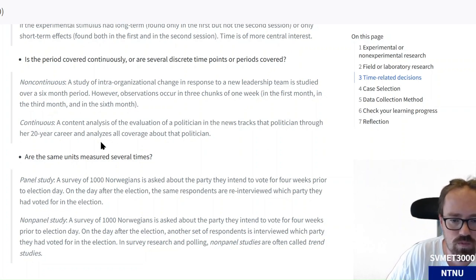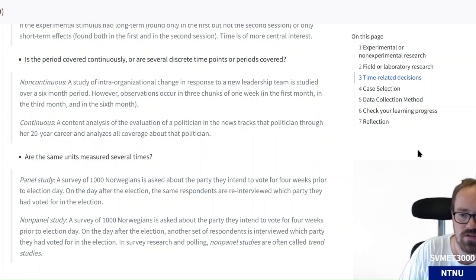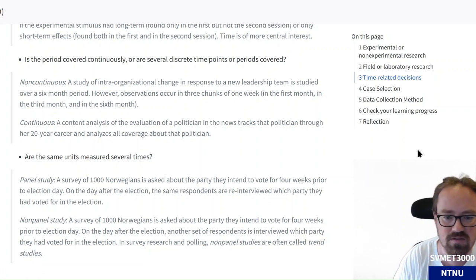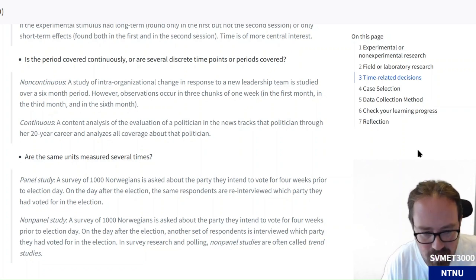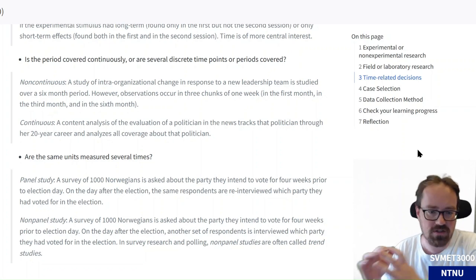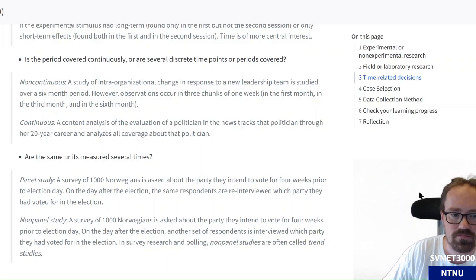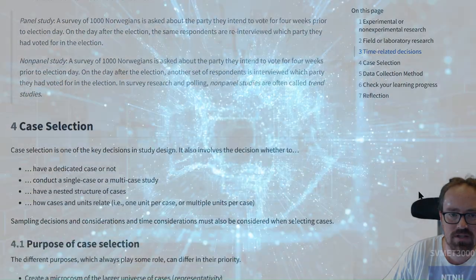A more continuous approach would be a content analysis of the evaluation of a politician in the news that tracks the depiction in the news of that politician through her 20-year career and analyzes all coverage about that politician. Or probably just a random sample of that coverage, but doesn't subdivide it into, let's analyze the 1st year, the 5th year, the 10th year, and so on, but continuously takes data. Good.